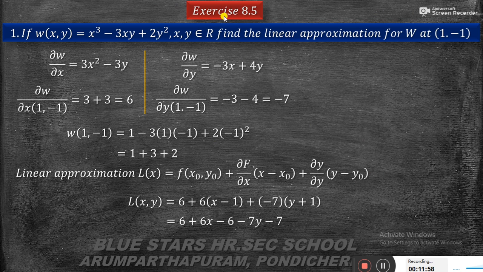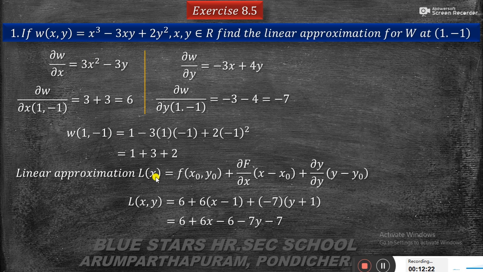So now we discuss exercise 8.5. If w(x, y) equal to x³ − 3xy + 2y², (x, y) belongs to R², find the linear approximation for w at (1, −1). So you see ∂w/∂x. Here we calculate the linear approximation at the 2 point.